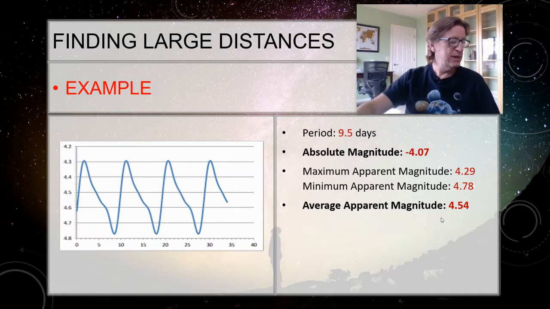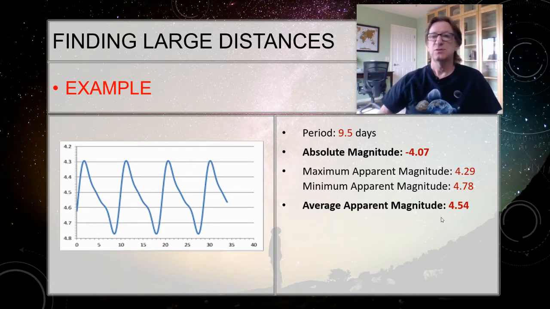Now I'm ready to put that into the distance modulus, and I can figure out what the actual distance to this star is. So what I want you to do is pull your class notes out from the previous lecture, the one on magnitudes, where we show you how to solve the distance modulus. That will take you through all the steps. But now use negative 4.07 for the absolute magnitude, use 4.54 for the apparent magnitude. Pause the video, do that now, then we'll come back and do it together.